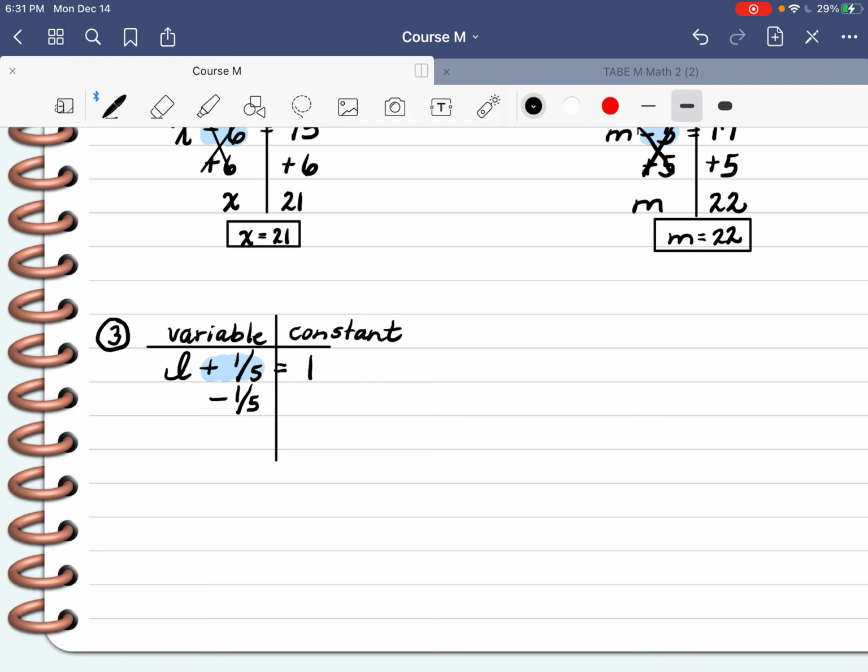Excuse me, I'm making up stuff. Do it to both sides. Cancel. Copy. 1 minus 1/5. Imagine one whole pizza and you're taking away 1 out of 5 slices. That leaves you with 4/5. Standardize. And that's your solution.